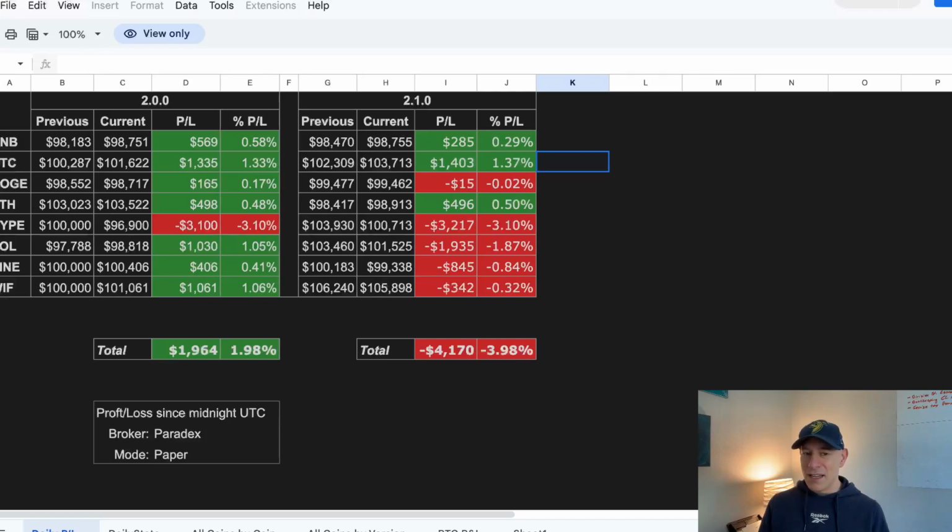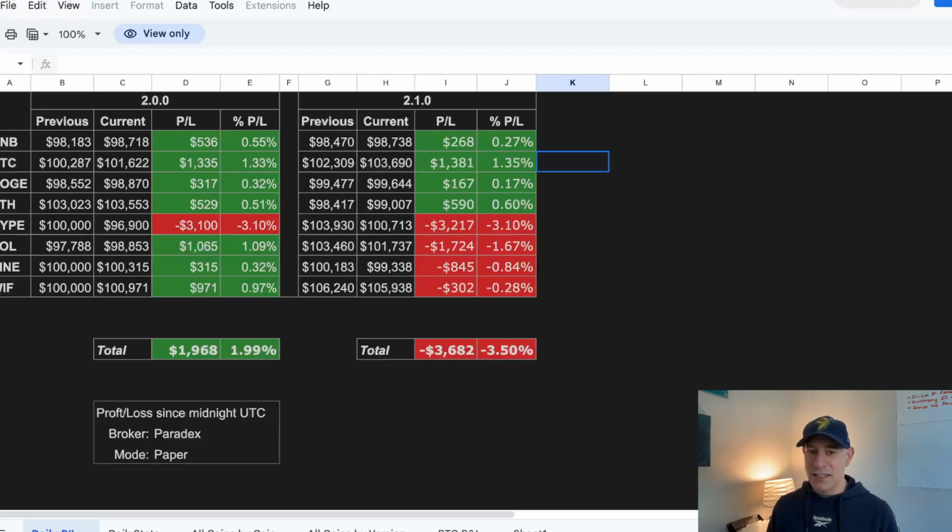This way I can compare results across the coins in real time and see how things are going. So I have two separate tables set up, one for the 2.0.0 version and one for the 2.1 version, showing where the balance was at midnight UTC. That's the previous column, then the current balance, and then calculating the P&L and percent P&L from there. This is updating every couple of seconds using real-time data from the strategy. So pretty cool, I'm able to track this stuff in real time now.